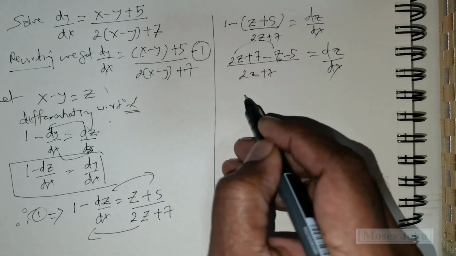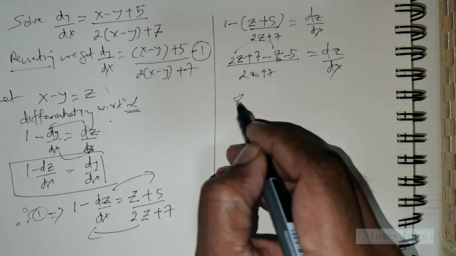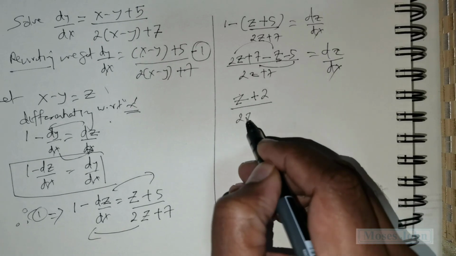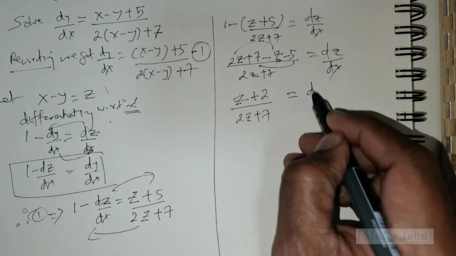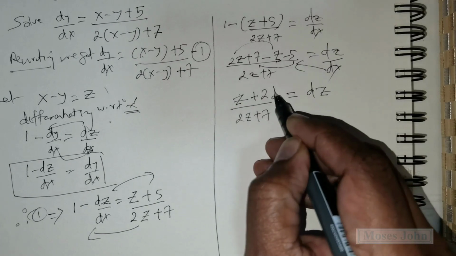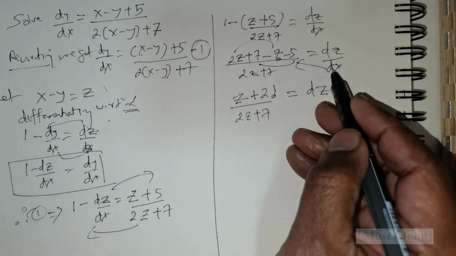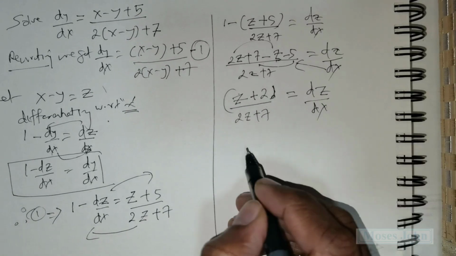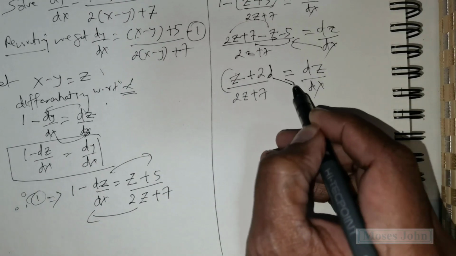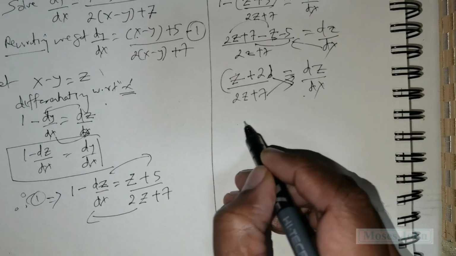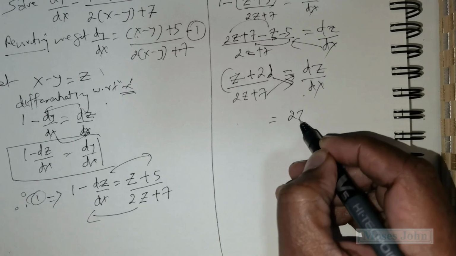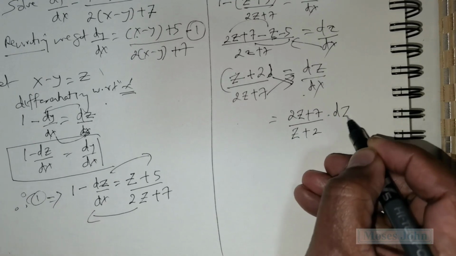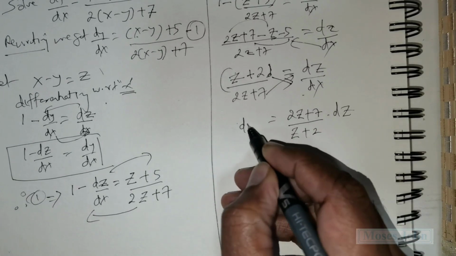Now 2z added with a z with a negative sign will give you z, and 7 − 5 will give you 2, so (z + 2) / (2z + 7)... equal to dz/dx. I cannot move dx here because dx is a different variable from z, so just retain it as it is. The best way is to move this down, move this up, and then move dx. That gives me 2(z + 7) / (z + 2) times dz on the right side, and on the left side it's going to be dx.